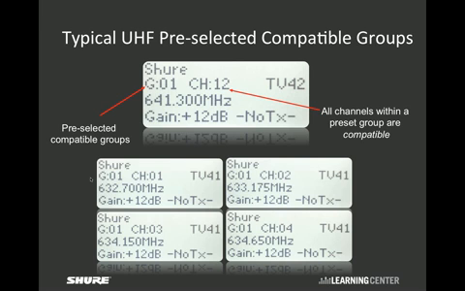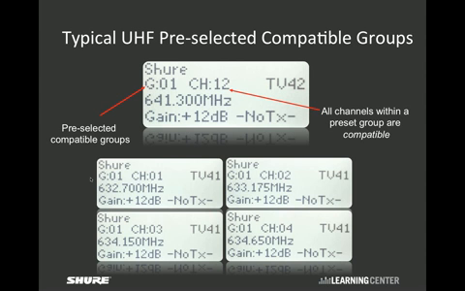This really only applies if all of the systems you're using are the same model, say all ULXD, because that's what's pictured here, and in the same frequency band. So for any given tunable wireless microphone system, there typically are different frequency bands you could buy that tune in different sections or slices of the UHF spectrum.